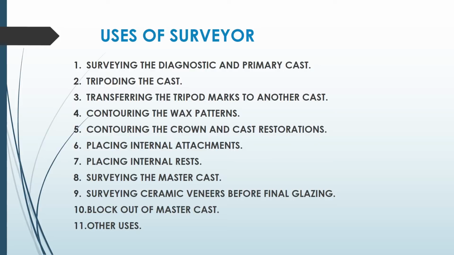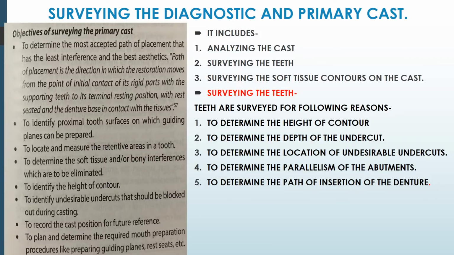So in the setup of surveying we have seen, first we mount the cast, then we position the surveying arm. The third thing that we do is analyzing the cast. Analyzing the cast is nothing but tilting it appropriately. And after that, what we do is we survey the diagnostic or primary cast. So this is the fourth step which we do in surveying. So, surveying the diagnostic and primary cast.